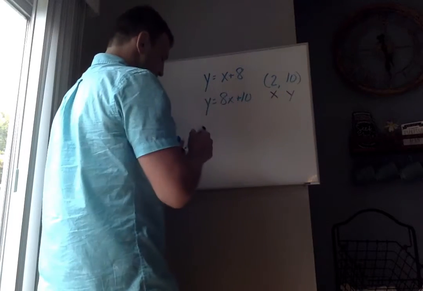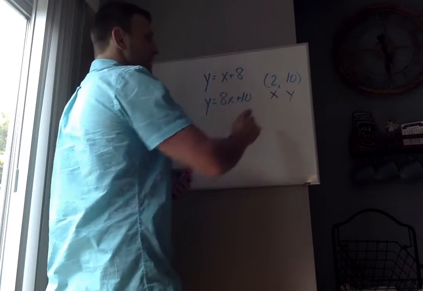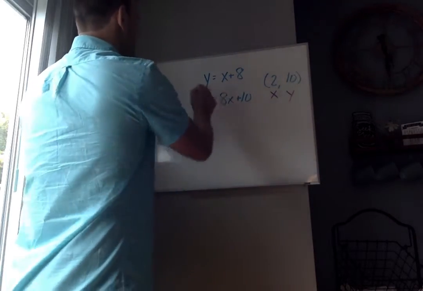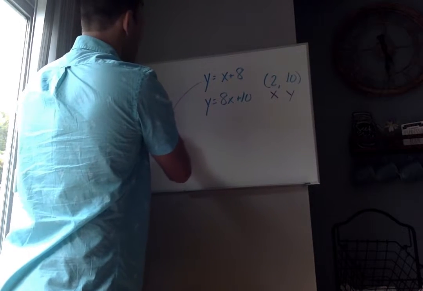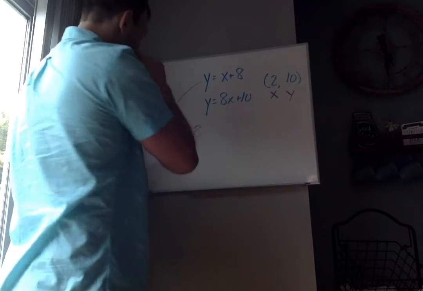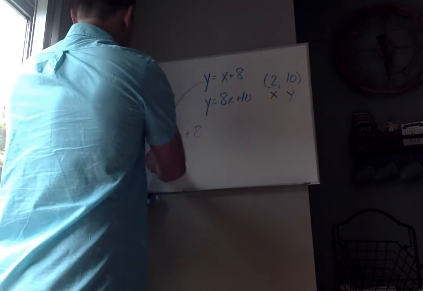And then what I'm going to do is substitute in 2 everywhere I see an x and 10 everywhere I see a y. So over here, for this one, I'm going to substitute in 10 for y, 2 for x, and then I have the plus 8. So is 10 equal to 2 plus 8? And that is true.